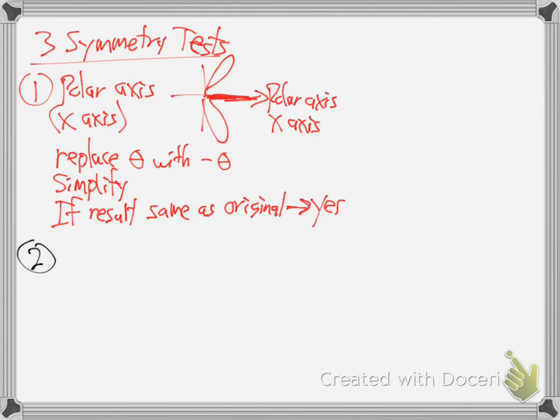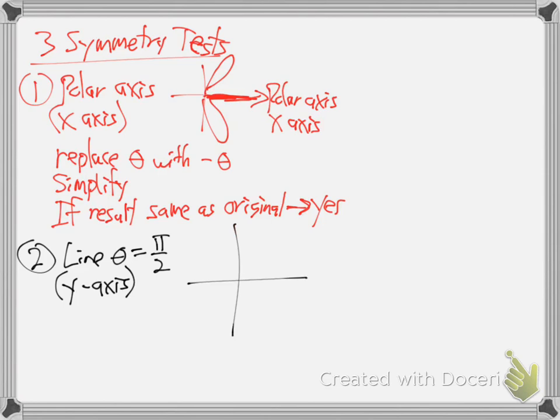So number 2, we want to test symmetry with respect to the line theta equals pi over 2, which, if you think about it, is the y-axis. We're just saying it in polar talk now. Am I going too quick? You get that first one down? So you replace theta with negative theta, simplify. If it comes out the same as the original, yes. That's how all these are going to work. You're going to replace something with something, simplify, and see if you come out the same as the original. That's how you test. And I'll explain why that's true in a minute after we get it all down.